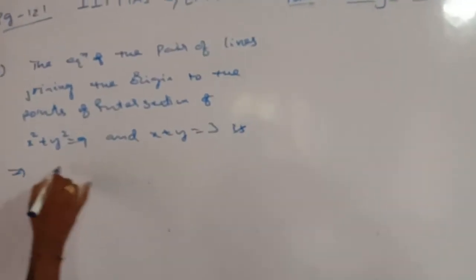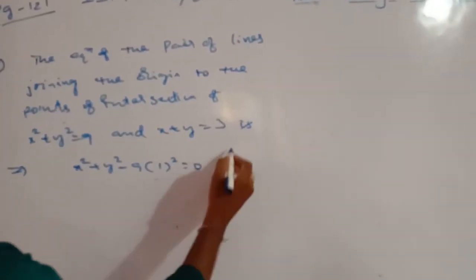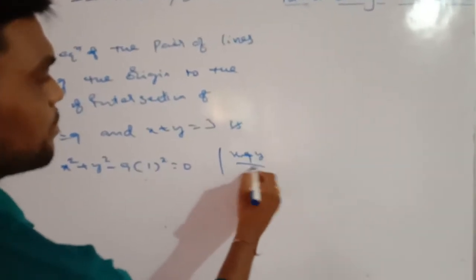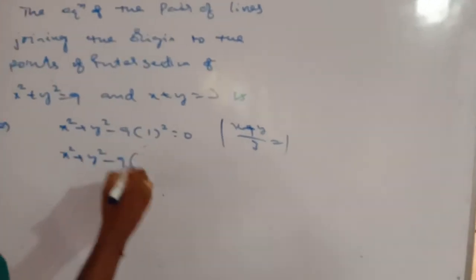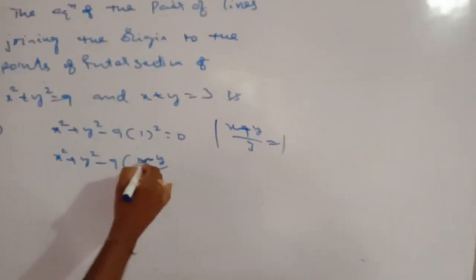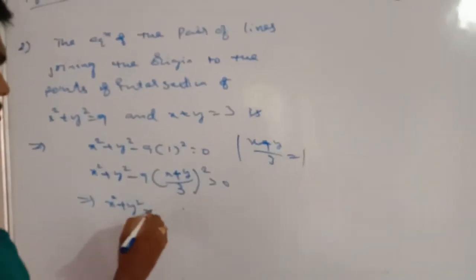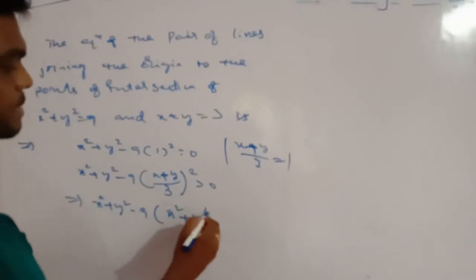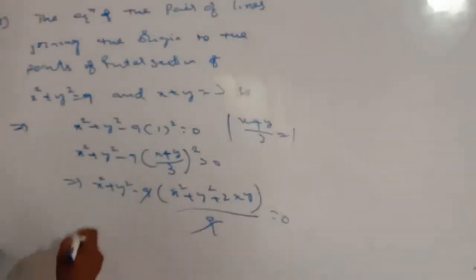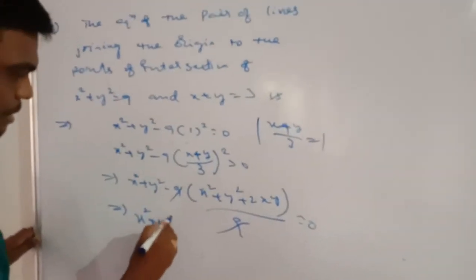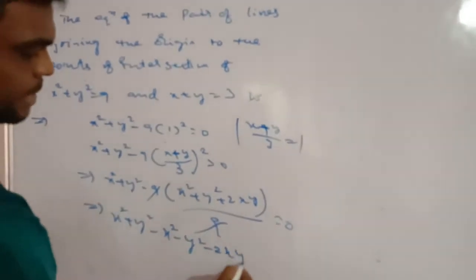Okay, now here x square plus y square minus 9 into 1 whole square is equal to 0, and this is x plus y by 3 is equal to 1. Now the homogenizing process is x square plus y square minus 9 into x plus y by 3 whole square. Expanding, x square plus y square minus 9 into x square plus y square plus 2xy by 9 is 0. This is cancelled. That implies x square plus y square minus x square minus y square minus 2xy is equal to 0.